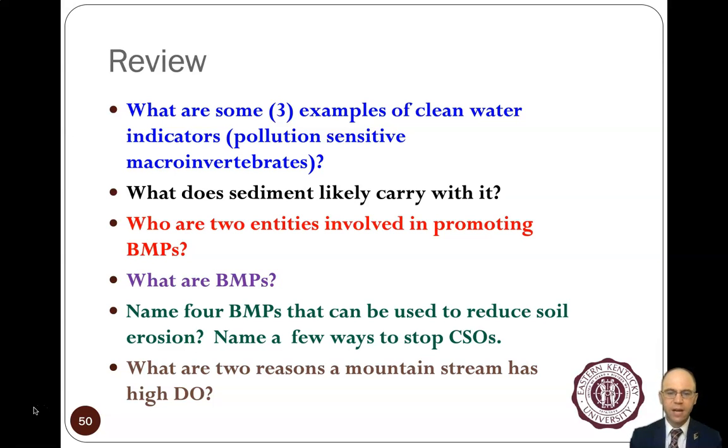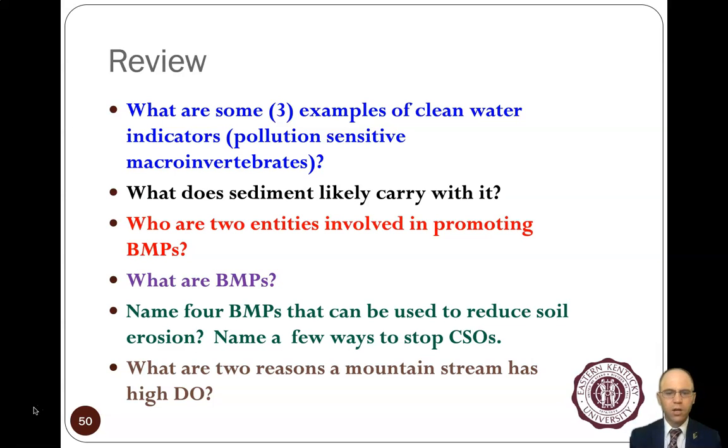All right, name a few ways to stop CSOs. So how could we stop combined sewer overflows? So there's a few videos that we provided on that subject. One, relating to permeable pavers. So we could reduce the amount of runoff by having permeable pavers. We could encourage the use of more green spaces. We could reduce the amount of storm sewer water just going into the sewer systems. So reducing the amount of blacktop or asphalt, replacing it with green space. Those are just some things.